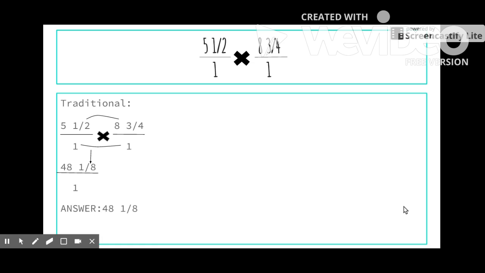The last problem we will be doing today is 5 1/2 over 1 times 8 3/4 over 1. This problem is a little different because it isn't a word problem, it is just numbers. The traditional way would be to multiply the numerators, then the denominators. In this case, we would multiply 5 1/2 times 8 3/4 over 1 times 1, in which you would get your answer of 48 1/8.